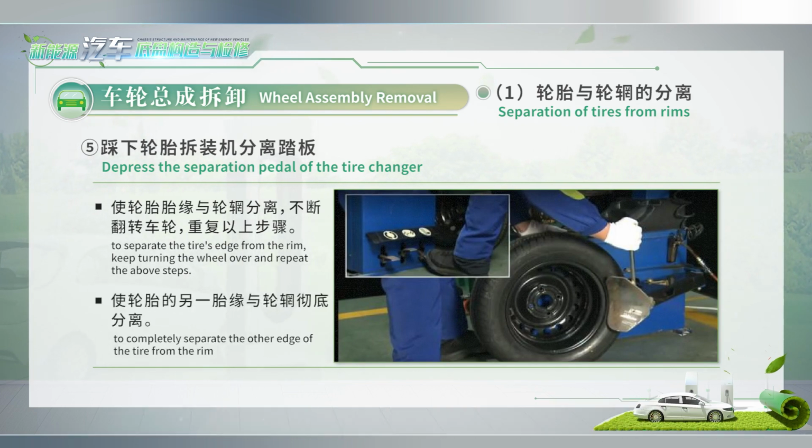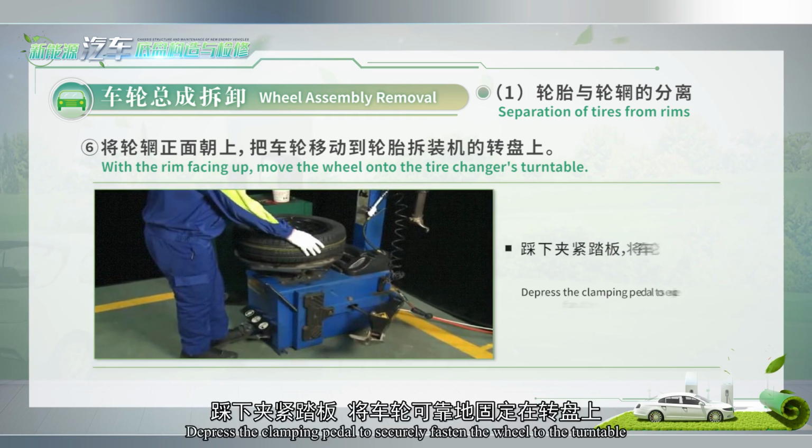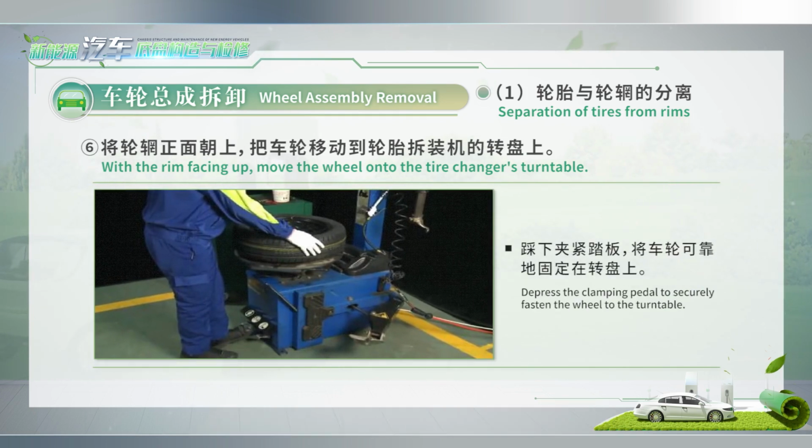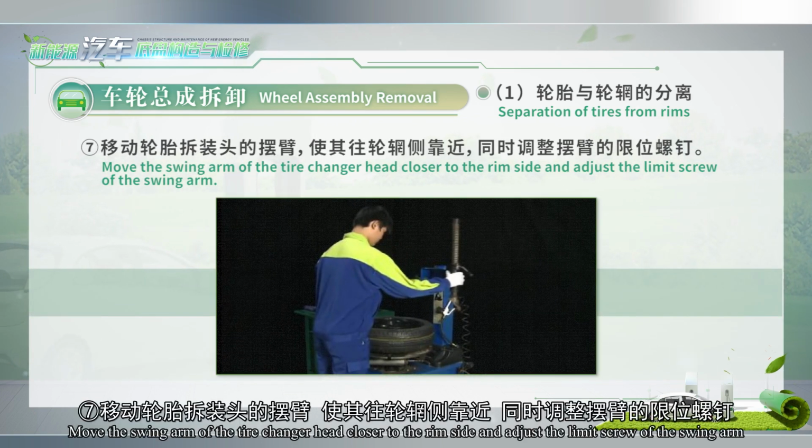With the rim facing up, move the wheel onto the tire changer's turntable. Depress the clamping pedal to securely fasten the wheel to the turntable. Move the swing arm of the tire changer head closer to the rim side and adjust the limit screw of the swing arm.